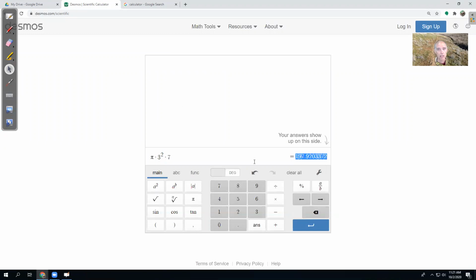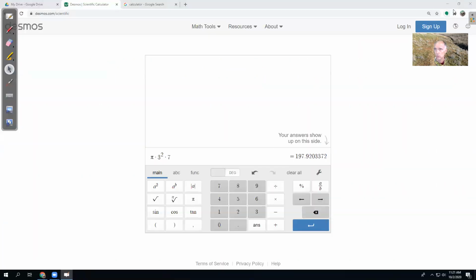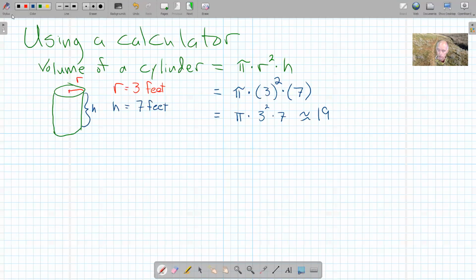I can copy and paste that if I wanted to into another application. So 197.92033-ish. So this appears to be approximately 197.92033. Number of decimal places depends on what you were asked to do. If you weren't asked, I usually go 4 or 5 decimal places on a problem. And I should get the same results if I use the parentheses.